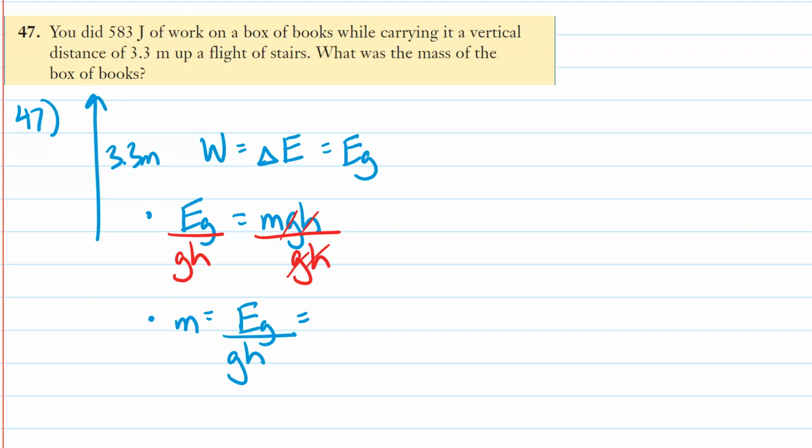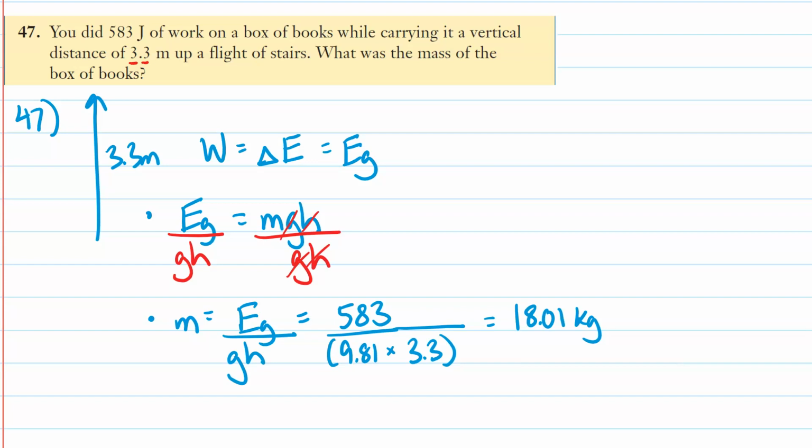Plugging in values, 583 joules on top, divided by g of 9.81 on Earth, being multiplied by the height of 3.3 meters above the surface. And we'll get 18.001 kilograms really. But we only want to round to 2 sig digs versus 3 sig digs. So to 2 significant digits, this is 18 kilograms.